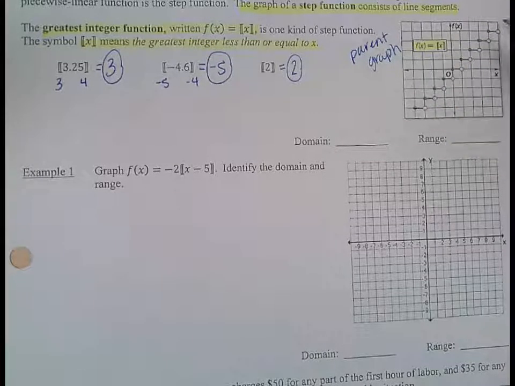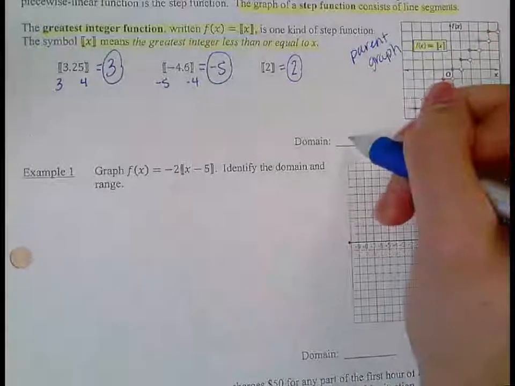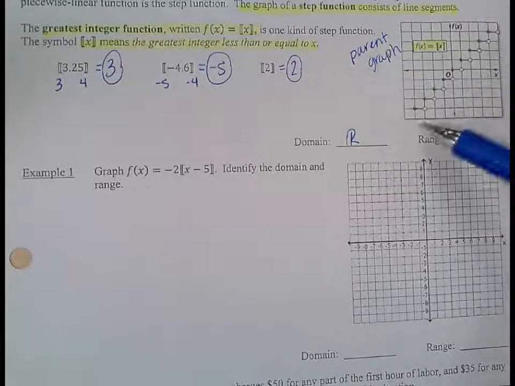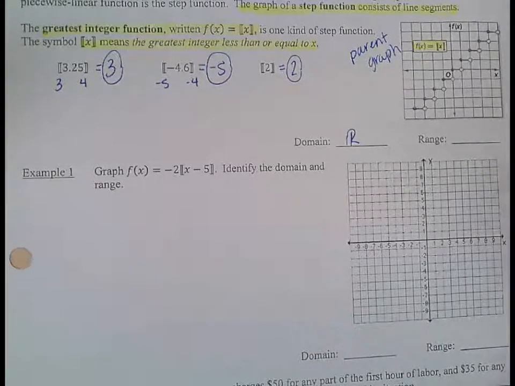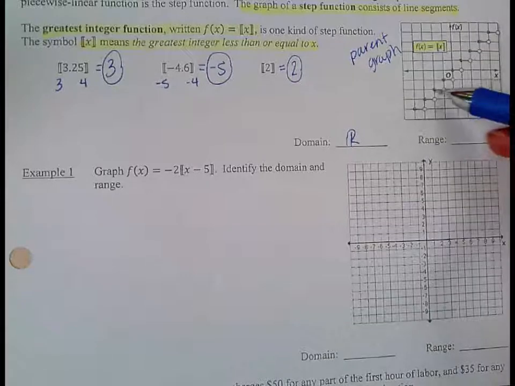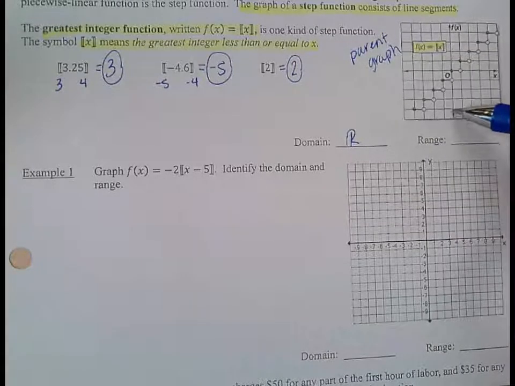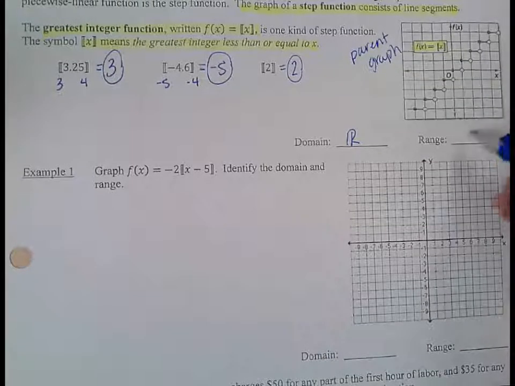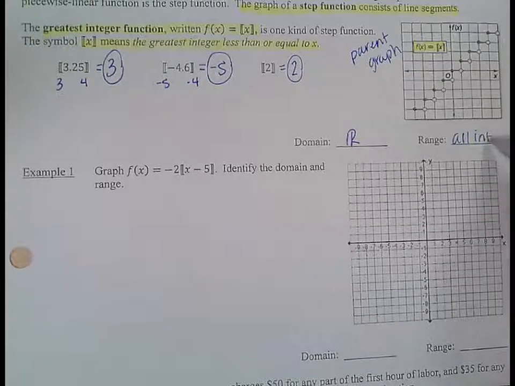But for this parent function, the domain will always be all real numbers. For every greatest integer function, it will always be all real numbers because x can be anything, an integer or a decimal. The range, though, is what's going to vary. The range of the parent function is not all real numbers. All of these short line segments are only at integer values of y. So y is never going to be a decimal. So the range is just all integers.